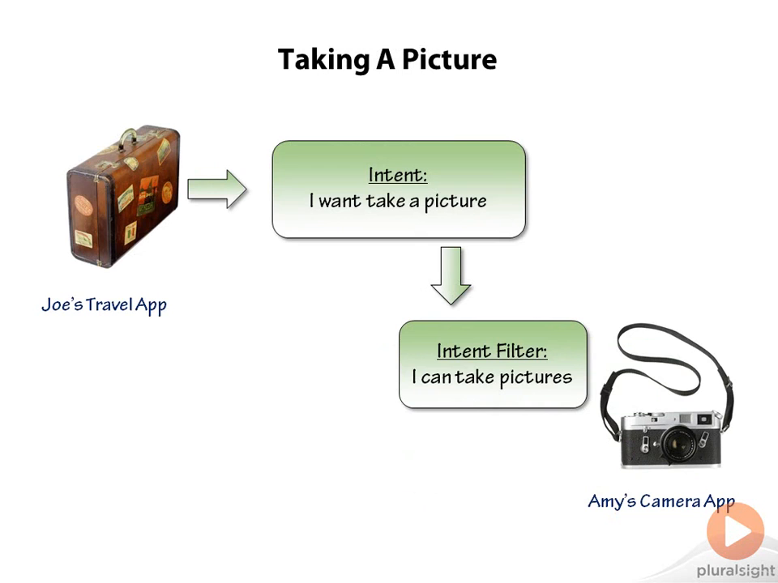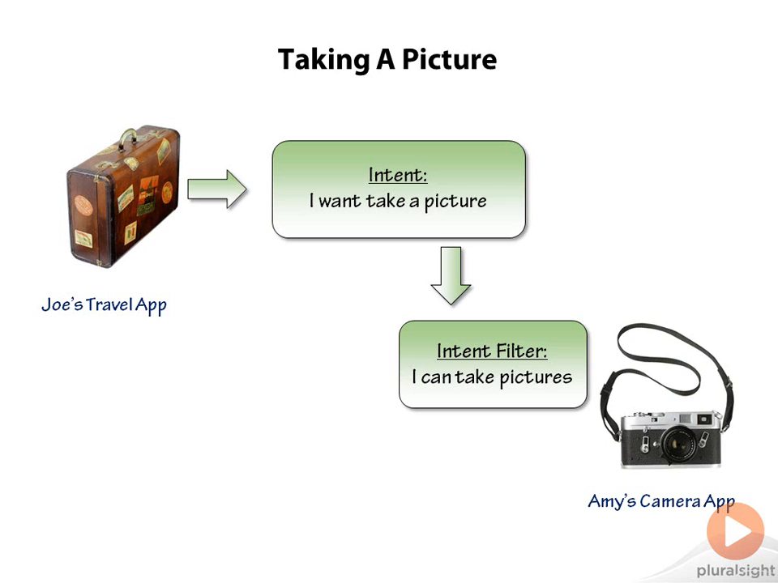Suppose you launch Joe's Travel app, and in Joe's Travel app, there's some functionality to take a picture. Only problem is, Joe wasn't very good at designing a picture-taking activity. So he decided to fire off an intent that says, I want to take a picture whenever the user selected that option, figuring that users would have some application or action installed on the device that should be able to take a picture. Well, you just happen to have Amy's awesome camera app installed in your Android phone as well.